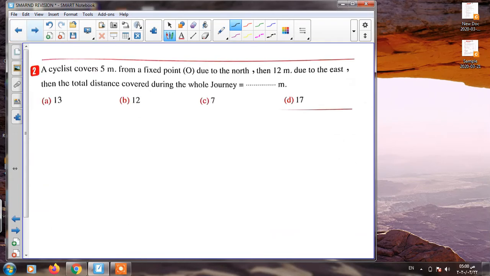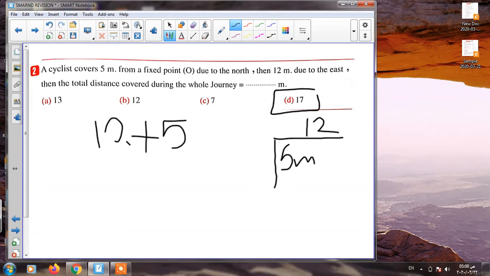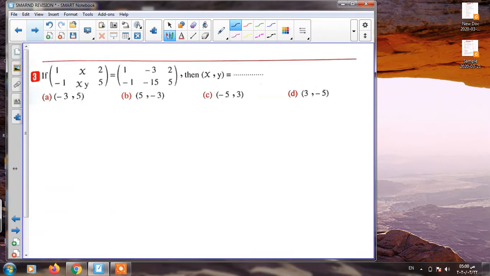A cyclist covers 5 meters from a fixed point O due north. He started moving, then he moves up north with 5 meters. Then he moves 12 meters due east. Then the total distance he covered, when he asked about the distance, we are going to add the total distance he moved. 12 plus 5 is 17 meters. When he asks about distance, we just add the total distance he moved. Okay, next.